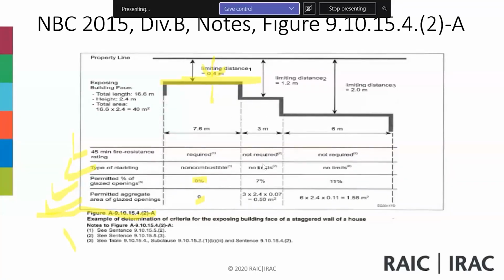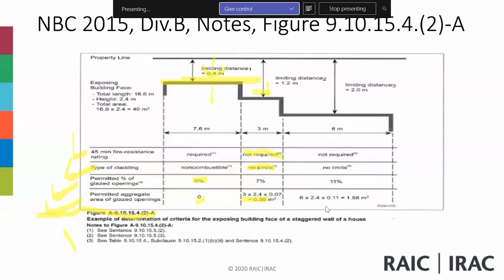Here, in this wall, I don't require a fire resistance rating. There's no limit set for the type of cladding to be used on this portion of the wall. And here, the permitted aggregate area of glazed opening in this wall is 0.50 square meter. Here, based on a limiting distance of 2 meters, I have even more allowances. So there's no requirement for fire resistance, no limits on type of cladding to be used, 11% glazed openings, and 1.58 square meters of aggregate area of glazed opening.